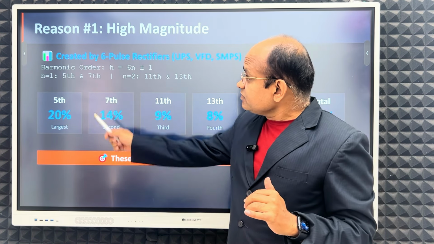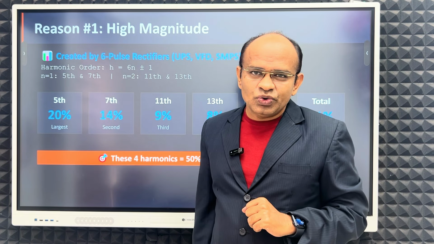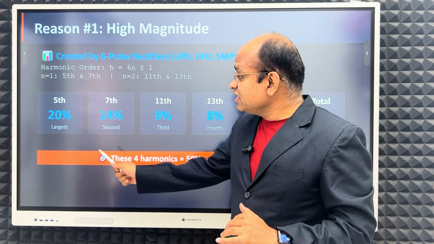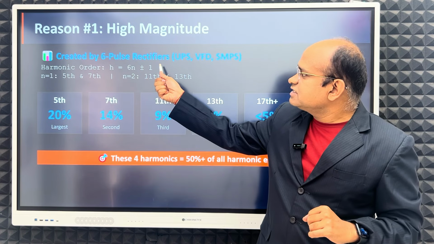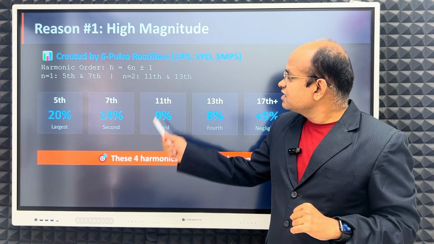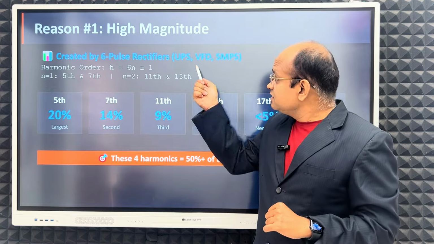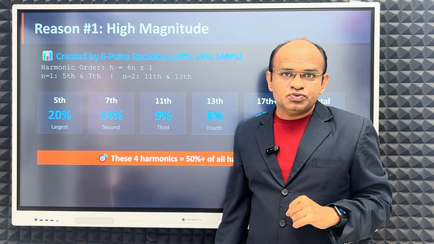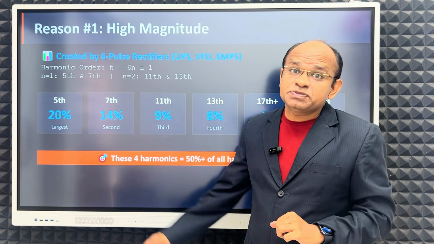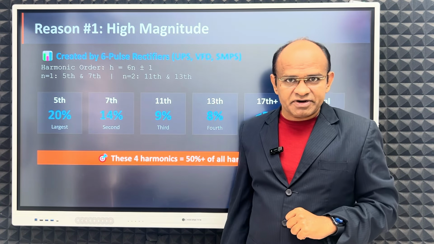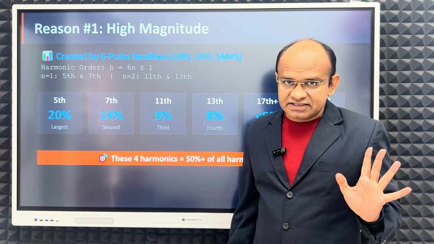Now reason 1, the first reason: high magnitude. These harmonics are of high magnitude. They are created by 6-pulse rectifiers: UPS, VFD, SMPS. These are the main equipments which are creating harmonics, and those are transferred to our transformer.